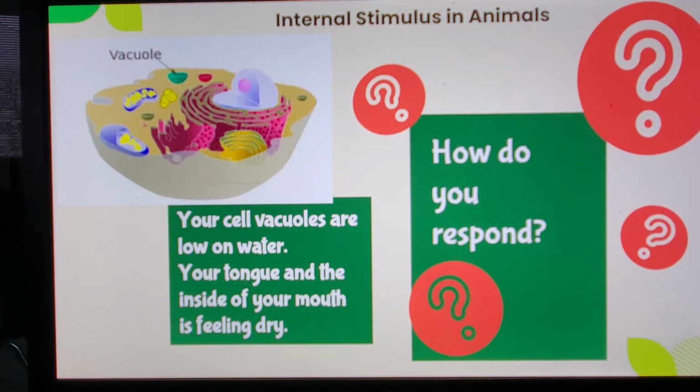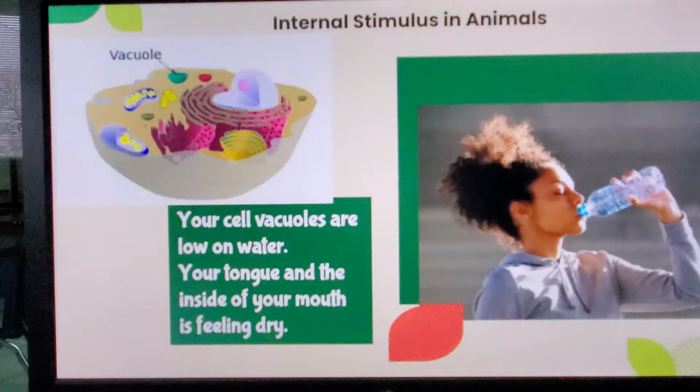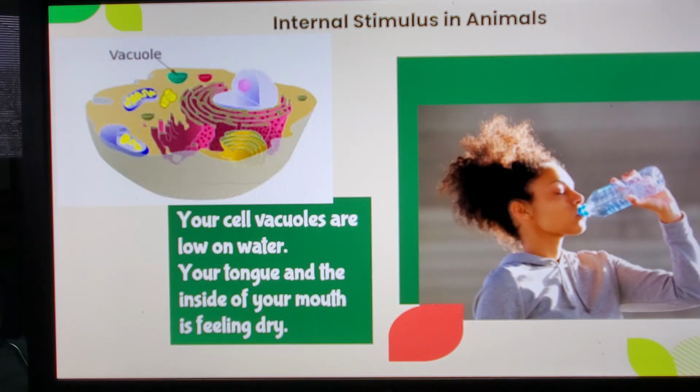So here's some examples. This is internal stimulus in animals. So it says your cell vacuoles are low on water. Remember, the vacuoles are the organelles that hold water in all your cells. Your tongue and the inside of your mouth feel dry. What are you going to do when your mouth feels dry? What is your body prompting you to do? Well, I hope that you said that you're going to drink water. Your body responds by giving your body what it needs.